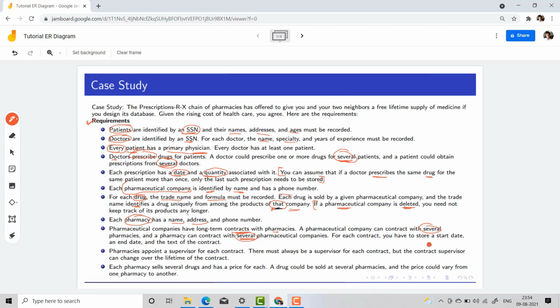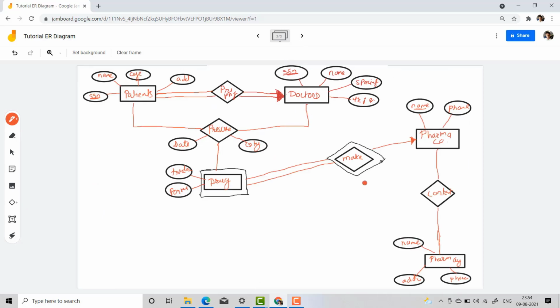Now, for each contract, you have to store a start date, end date, and the text of a contract. So there are 3 attributes for a contract. So let us draw 3 ellipses here. So contract has start date, end date, and text.